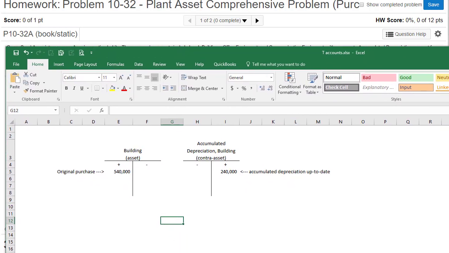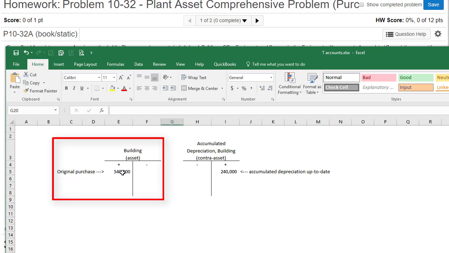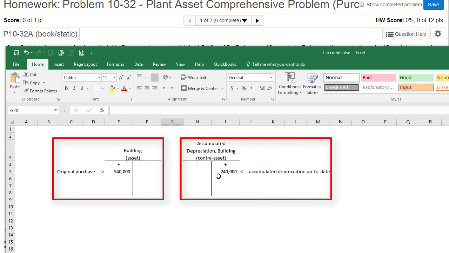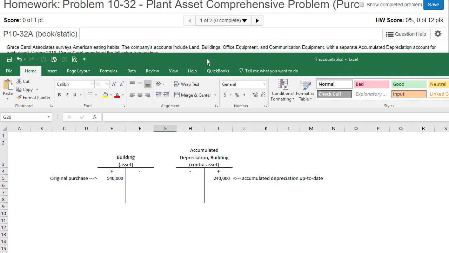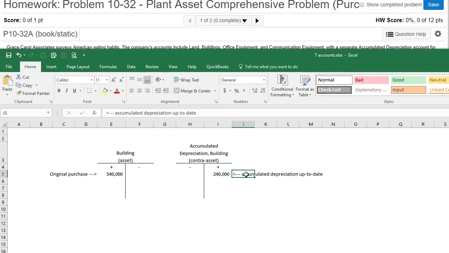It's easier. So I've got building, 540,000 is what we originally paid for it. And I put that on the debit side because that's the normal balance for an asset. And accumulated depreciation has a normal balance on the opposite side since it's a contra asset. And this $240,000 is the accumulated depreciation, but this is actually technically not up to date. All right, so it's not up to date.